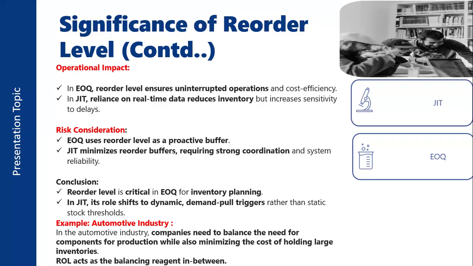Again, going into a company-based example where we can find such concepts in application, in the automobile industry, we will see the company needs to balance the need of components for production while also minimizing the cost of holding large inventory. Now, reorder level thereby acts as the balancing agent between EOQ and JIT for a production process where there is a large inventory holding cost. It's applicable.